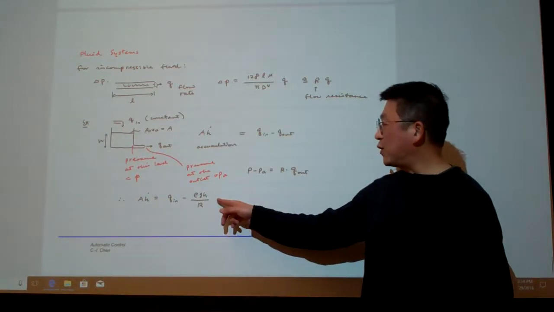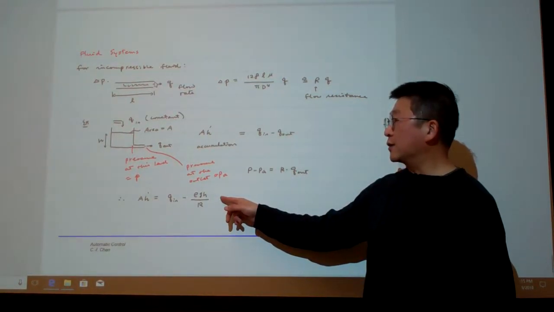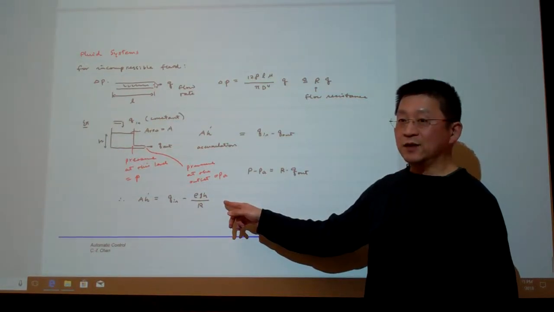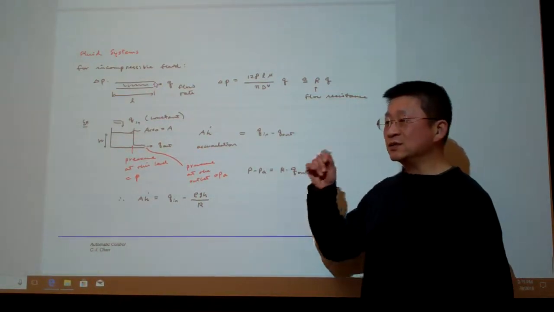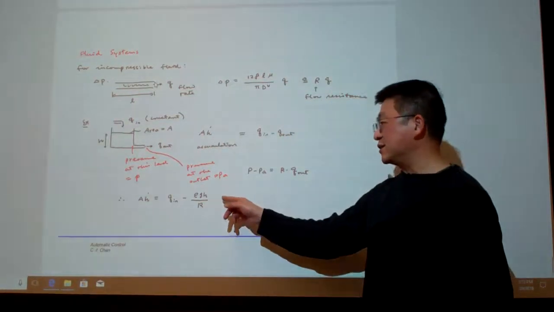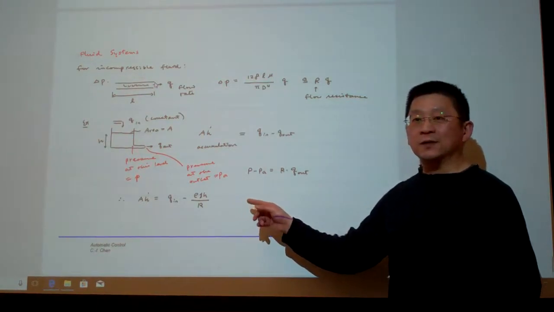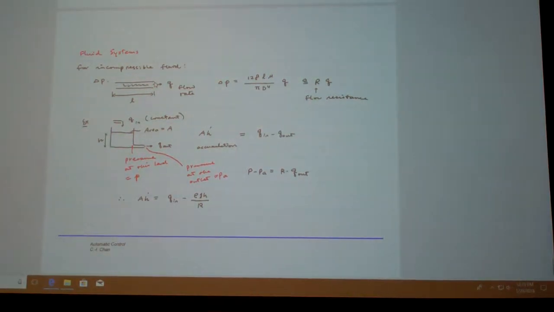So this is a one order dynamic system. Okay. So one order dynamic system, then compared to our second order, this system is easier in analysis. Okay. So that is the fluid system.